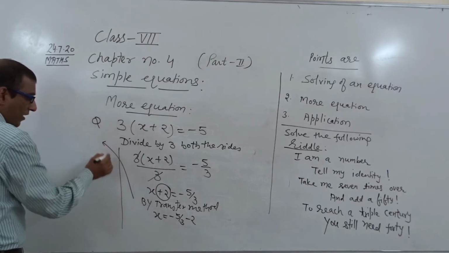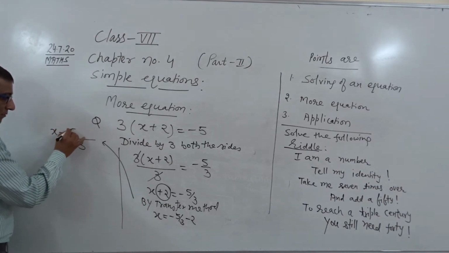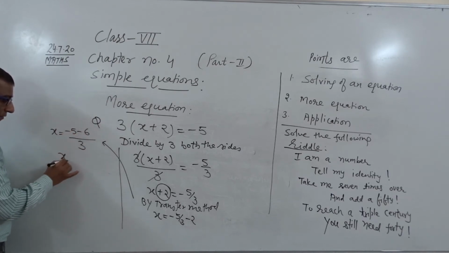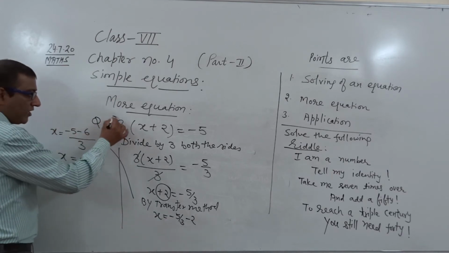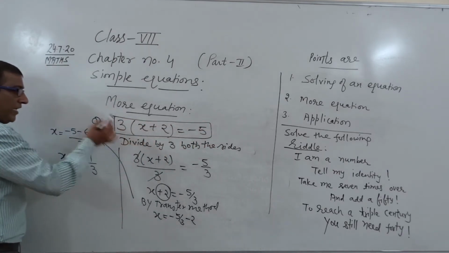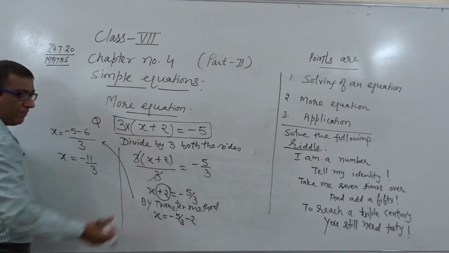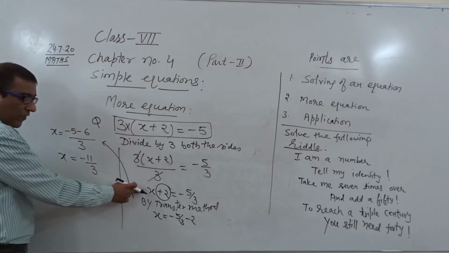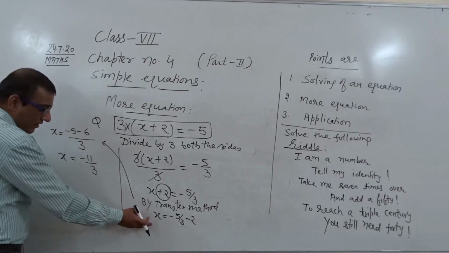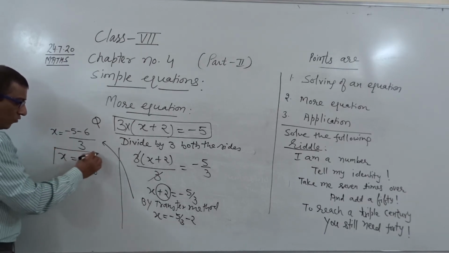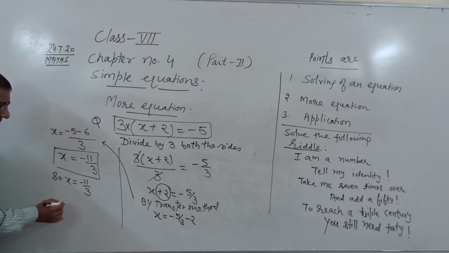And how will we solve it? Now after this we will take the LCM. When you take the LCM, 3 is the LCM, and it can be written as minus 5 minus 6, and we will get minus 11 upon 3. So whenever such type of equation is given to you, first you have to remove this 3, because 3 is multiplied by this bracket. So we will divide both sides by 3. After that you will first set up the equation. Then you have to decide which method you will go with. If you are using the transfer method, this is the way of solving the question. So we can say x equals minus 11 upon 3.